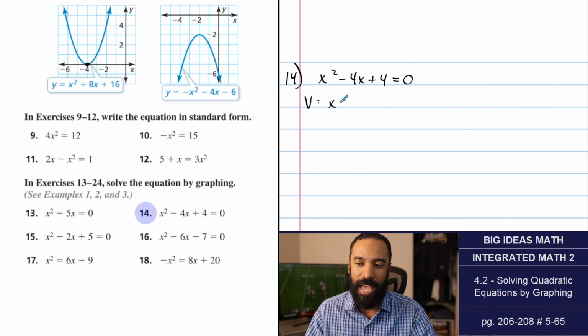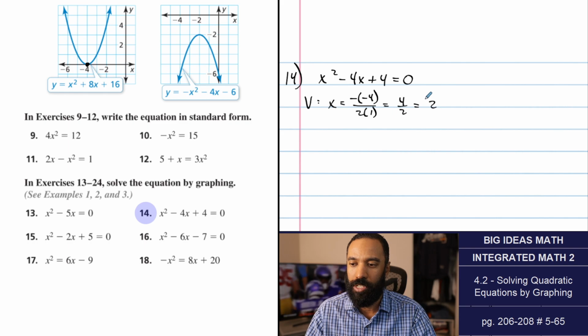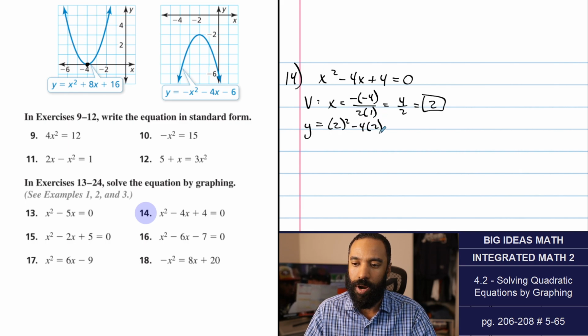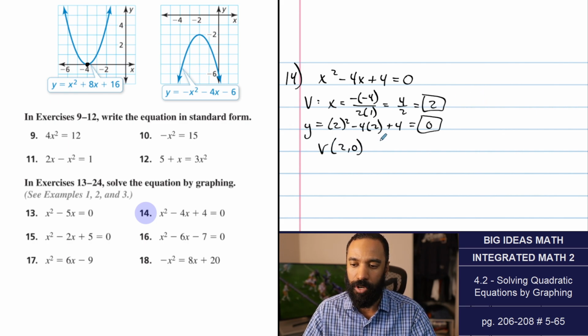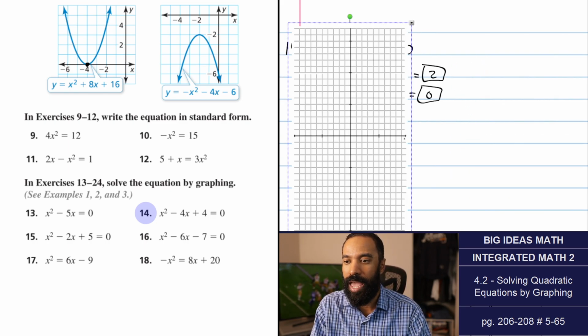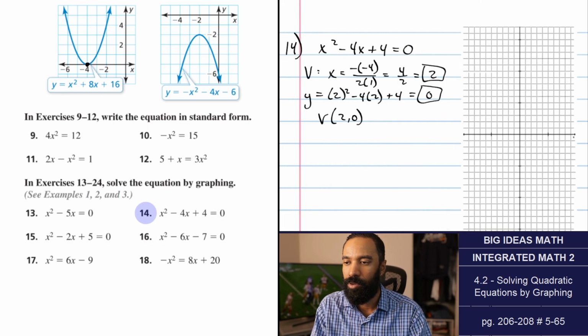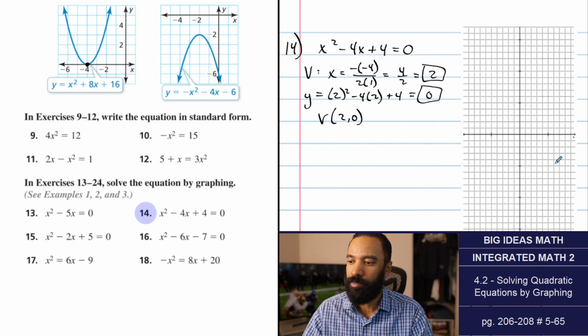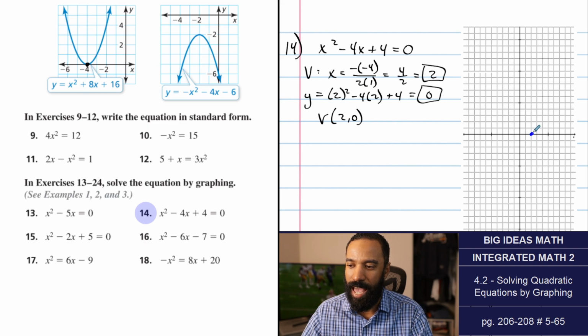So let's find the vertex. The x value is at negative b over 2a, which is 4 over 2, which is 2. Now let's find the y value by substituting 2 into here. 2 squared minus 4 times 2 plus 4, and that becomes 0. So your vertex is at 2 comma 0, which is also an x-intercept, right? 2 comma 0. So the vertex is on the x-axis.